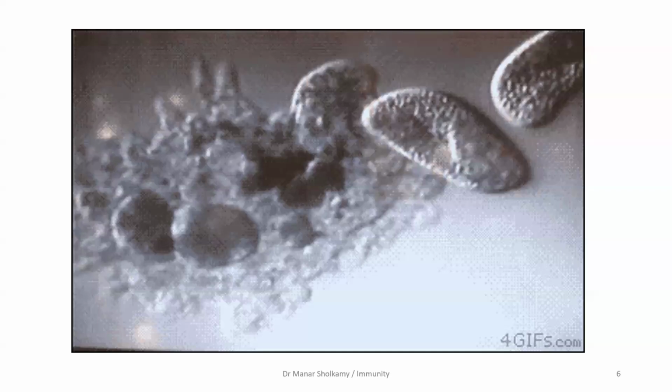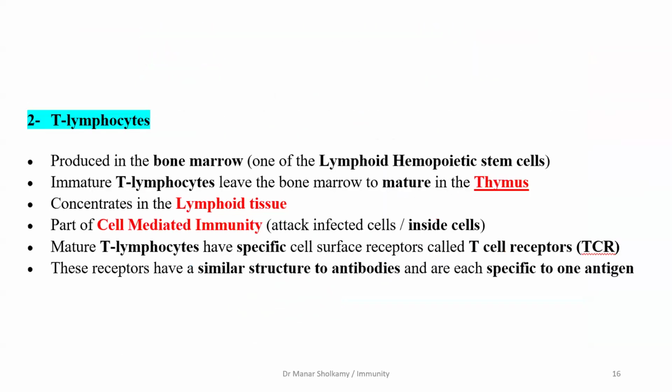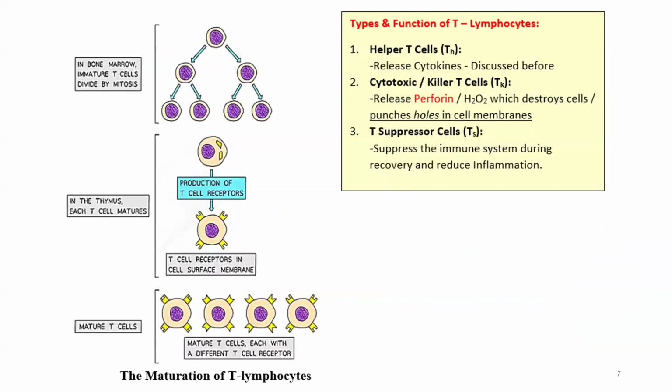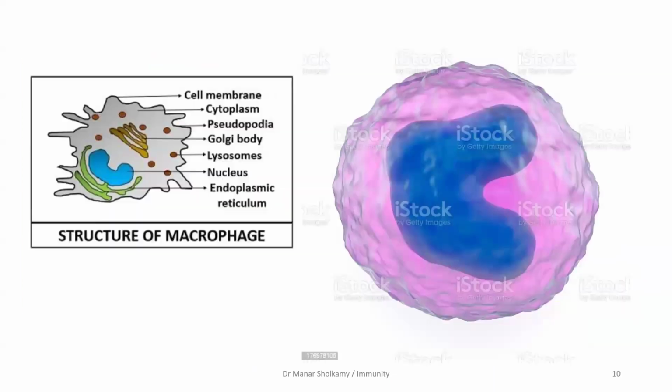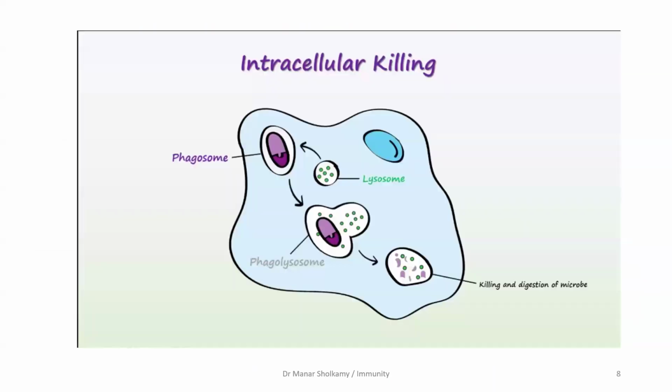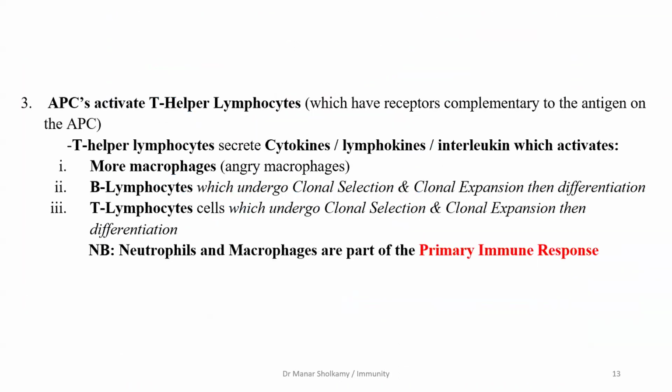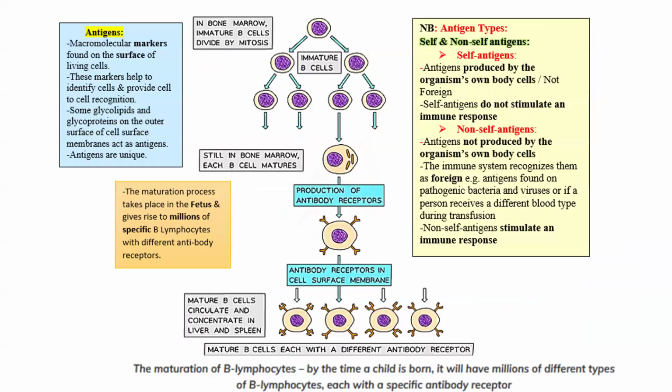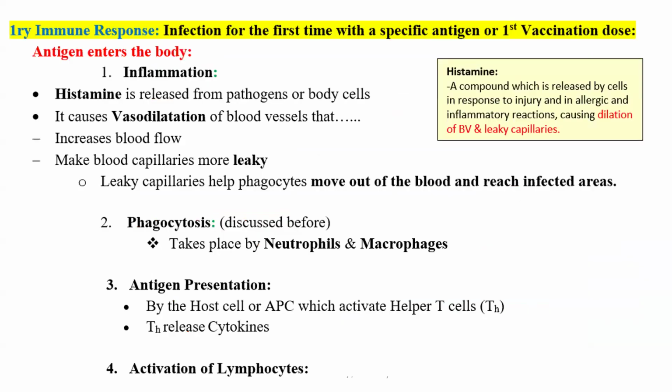Now, in immunity, I'll go straight to what I think is confusing you and what is important, which is the types of immune responses. I'll start from here because you have a problem with this part. Now, what's the difference between the primary and the secondary immune response? There is a big difference between the primary and the secondary immune response.